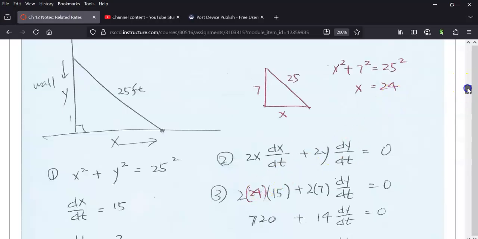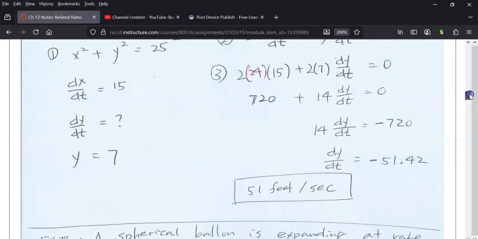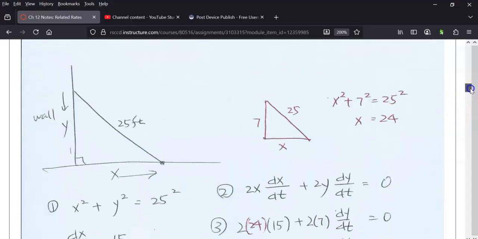Once we have that, we have all the information we need to solve dy dt. So when we solve for dy dt, it's going to be equal to negative 51.42. Now, why is it negative? That's a very important significance when it comes to related rates. Related rates, positive and negative, make a big difference.